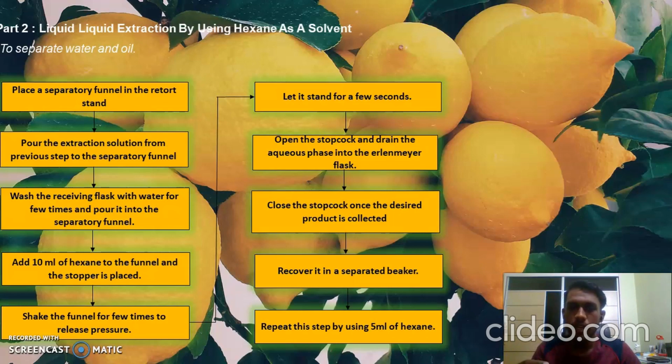So actually, why do we need this? Because the extracted product from the first part contains oil and water. So we need to separate the oil and water by using the organic solvent, which is hexane, as we chose the solvent during our experiment. So we can separate the oil and water to get pure citrus lemon oil.